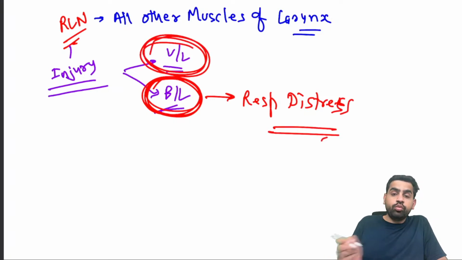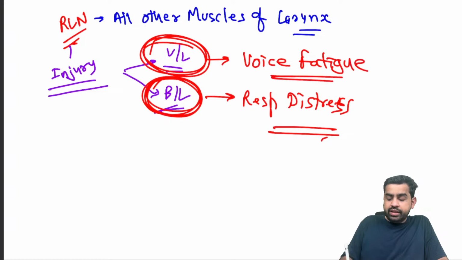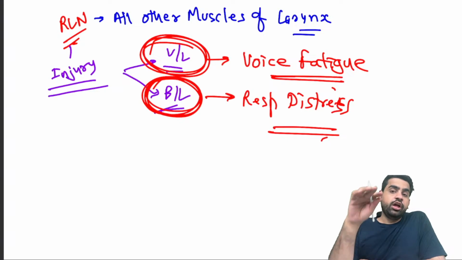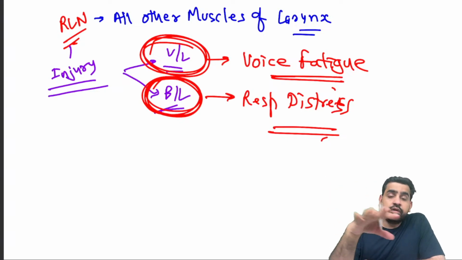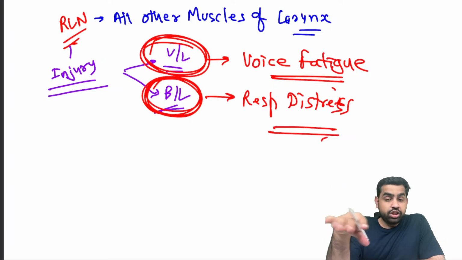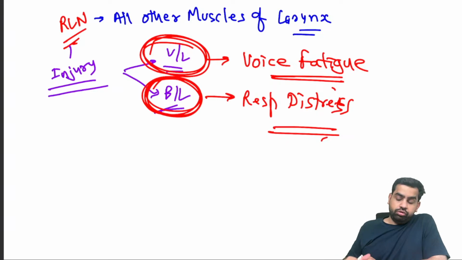But if there is a unilateral injury to the recurrent laryngeal nerve, then there is going to be voice fatigue. Do you understand my point? Please do remember this. Bilateral injury to the recurrent laryngeal nerve, respiratory distress. Unilateral injury to the recurrent laryngeal nerve, not respiratory distress, it is going to be voice fatigue. I hope you have understood this particular point, guys.